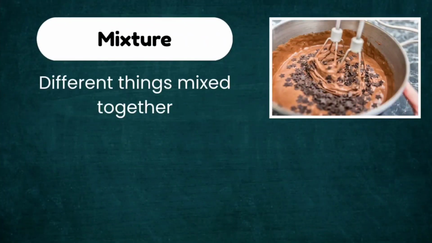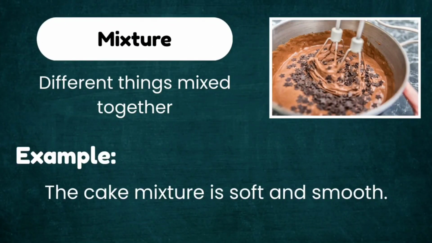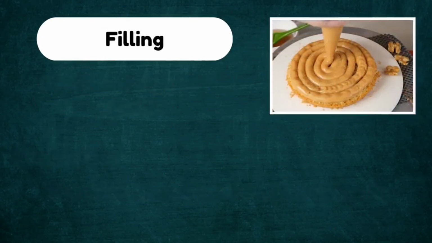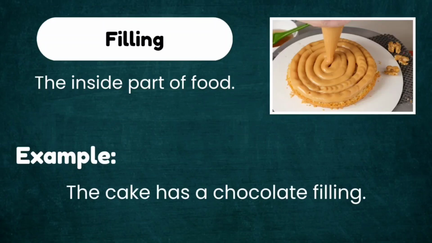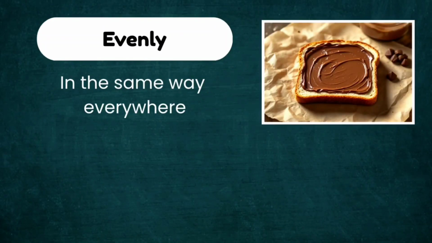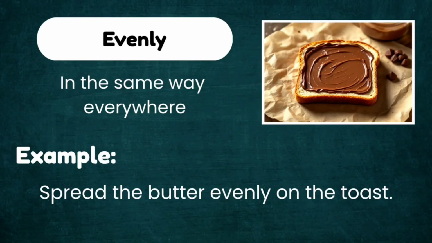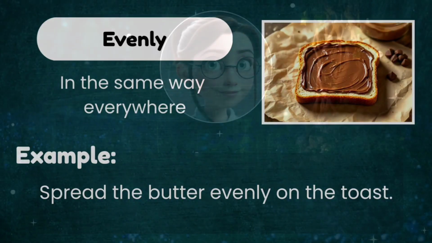Mixture. Different things mixed together. Example. The cake mixture is soft and smooth. Filling. The inside part of food. Example. The cake has a chocolate filling. Evenly. In the same way everywhere. Example. Spread the butter evenly on the toast.